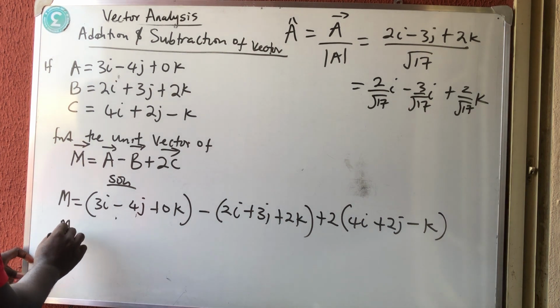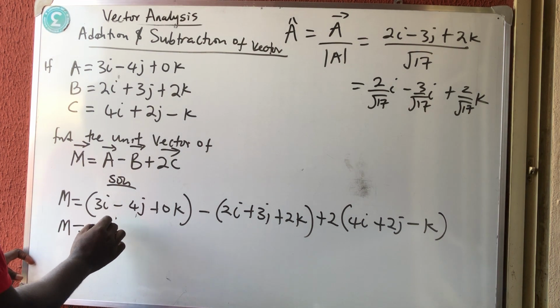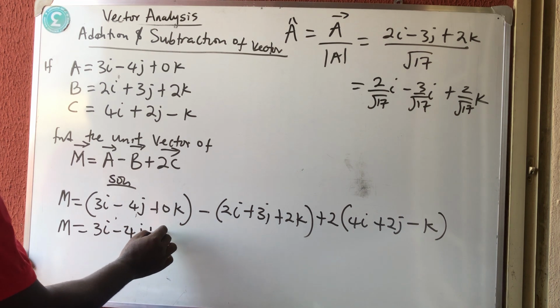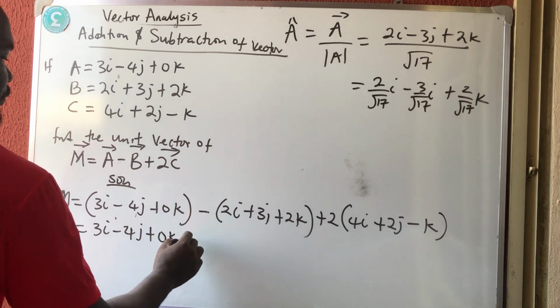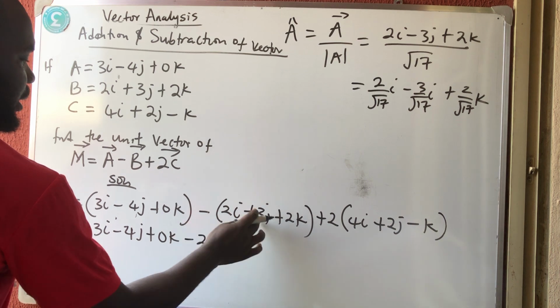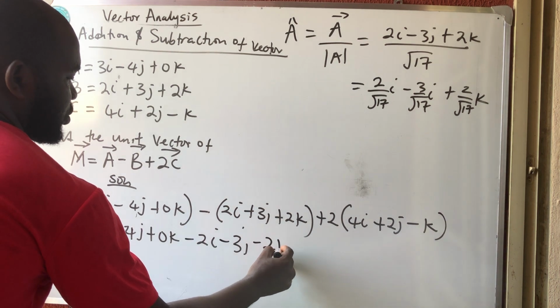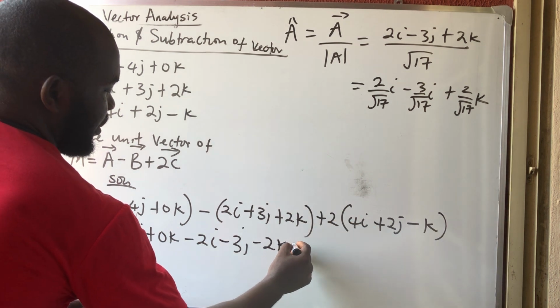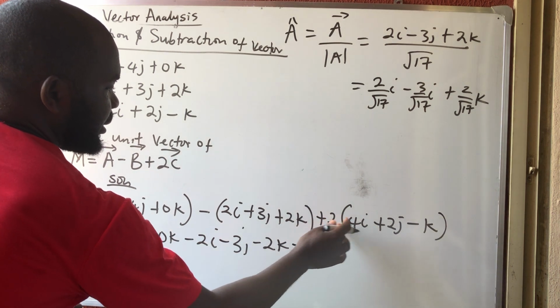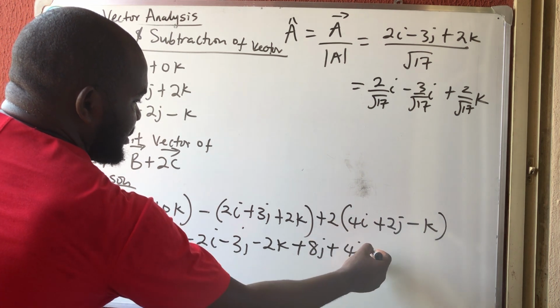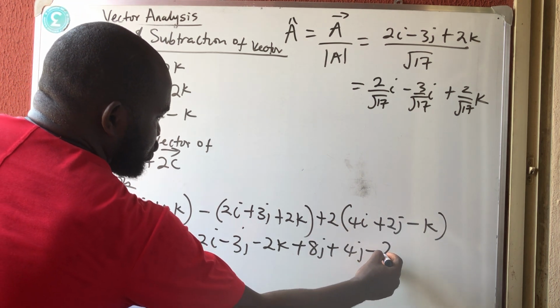So let us open. My vector m is equal to 3i minus 4j plus 0k, minus times this gives you minus 2i, this times this minus 3j, this times this minus 2k, this times this plus 8i, this times this plus 4j, this times this minus 2k.